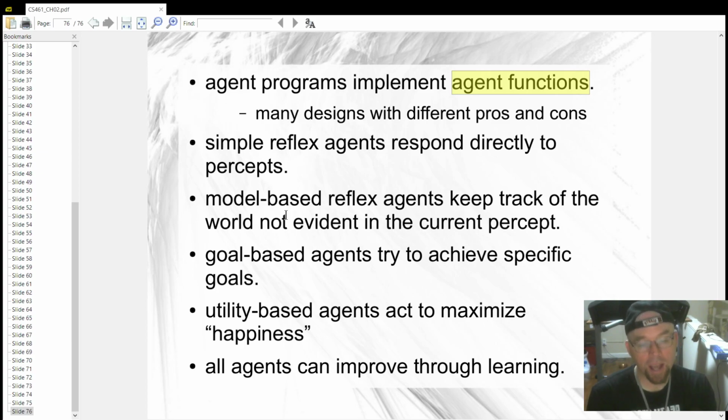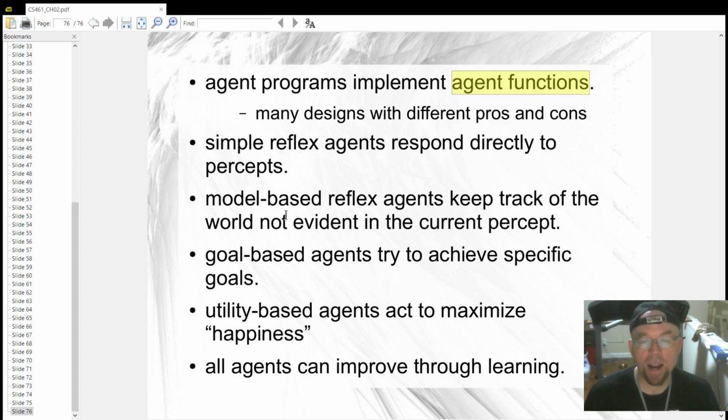It's not just looking at this percept, forgetting everything else, right? It's not just that I perceive something and automatically do something. It takes into consideration what it knows about how the world behaves, the physics of the world, and maybe what it's experienced up to that point, what it's learned about the environment up to that point.